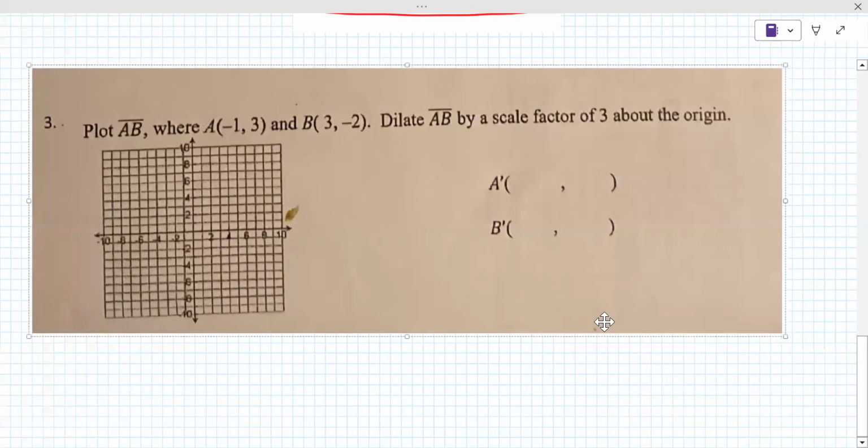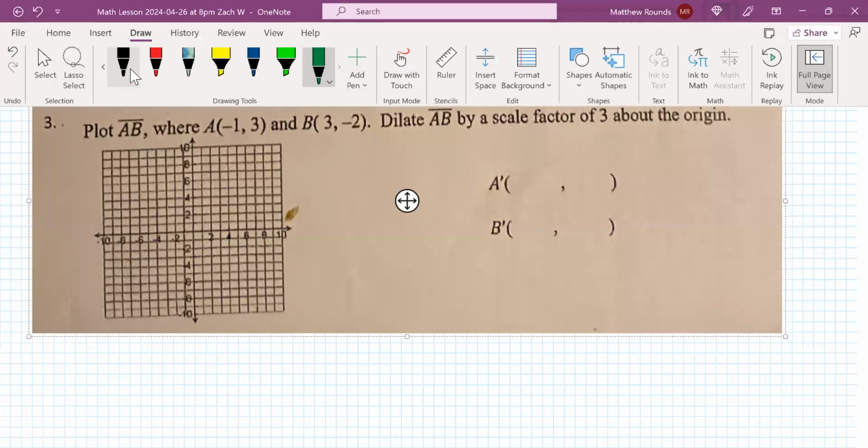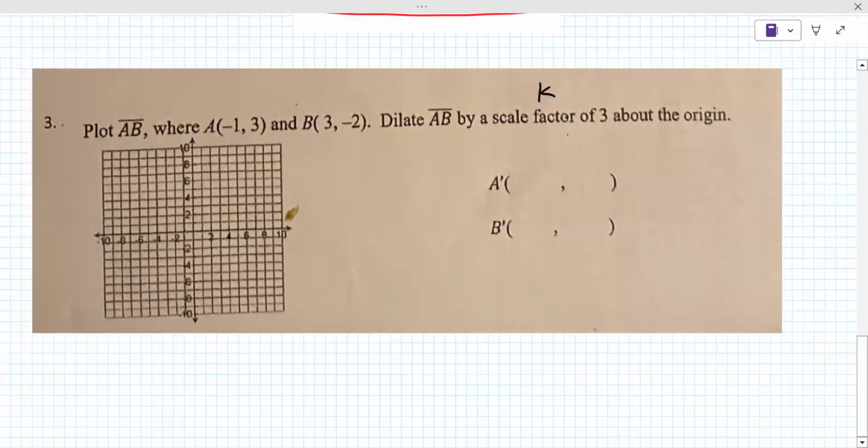Okay, so plot A, B, where A is (-1, 3). Dilate AB by a scale factor of 3 about the origin. Okay, so that's new. The scale factor K, you multiply your coordinates by K. So this -1 gets multiplied by K, then the 3 gets multiplied by K.